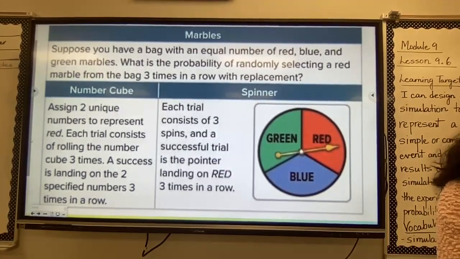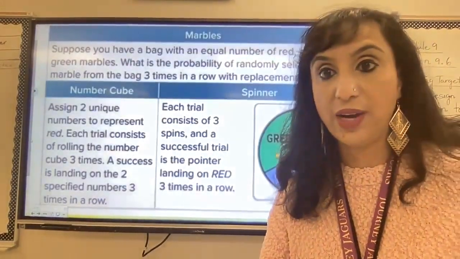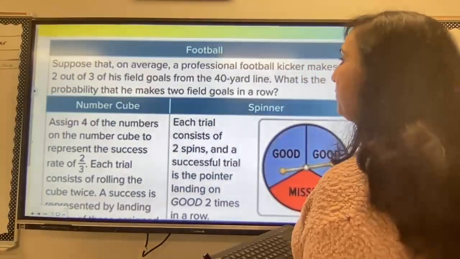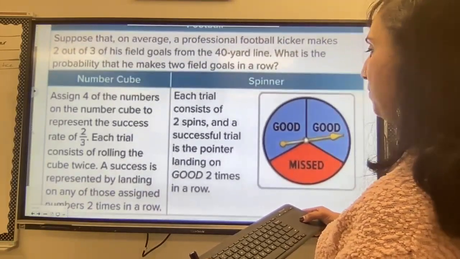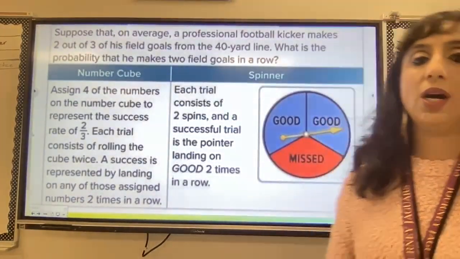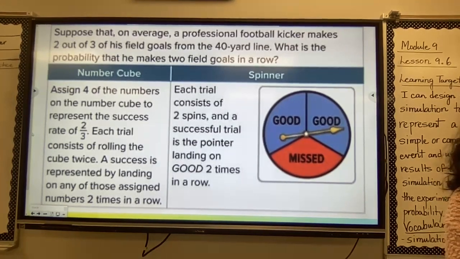All right, now let's talk about another example so that you understand how we are creating the simulations. Let's talk about a football. Okay. So suppose that on average, a professional football kicker makes 2 out of 3 of his field goals from the 40-yard line, what is the probability that he makes 2 field goals in a row?